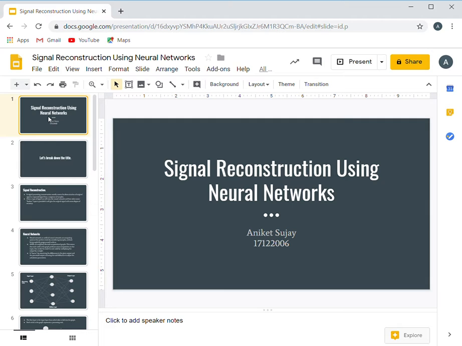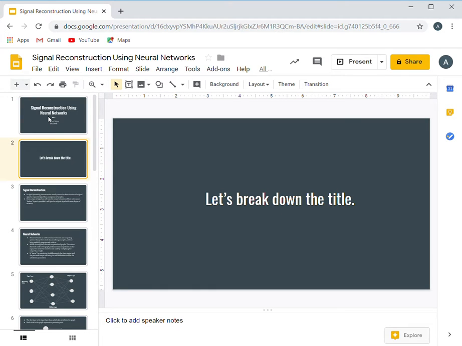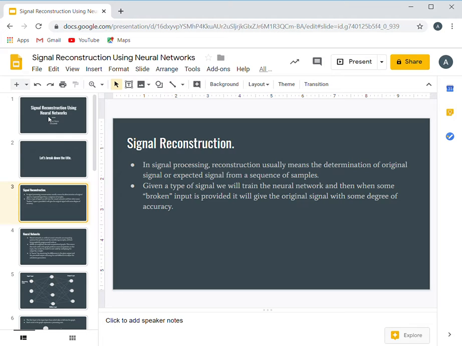Good evening. I'm going to present on the topic of signal reconstruction using neural networks. First, I'm going to break down the title. The first thing in the title is signal reconstruction. So what do I mean by signal reconstruction?